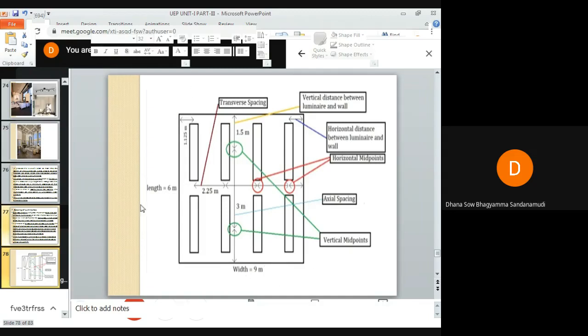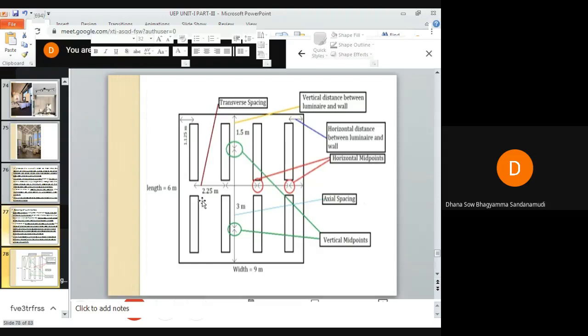This is the length of the room of 6 meters. So the dimensions of the room are known to you now. Here approximately you have 8 lamps within this room. While placing these lamps into the room, some calculations are to be maintained.